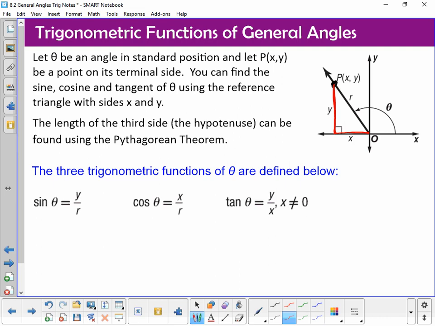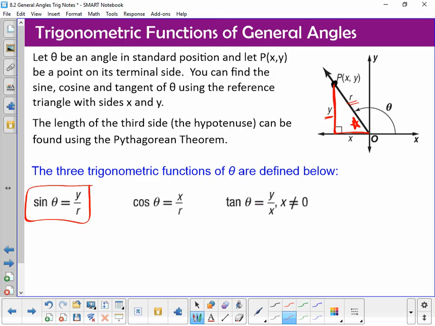The length of the third side of the triangle, the hypotenuse, you would find using the Pythagorean theorem. And so if we're using our reference triangle and the reference angle in that triangle, you can define the sine, cosine, and tangent for that reference triangle. So the sine would be the opposite side, y, over the hypotenuse, r. So that's our first trig function. The sine of theta is y over r.